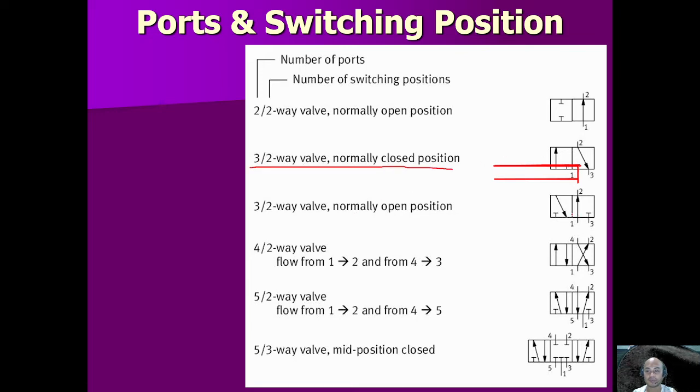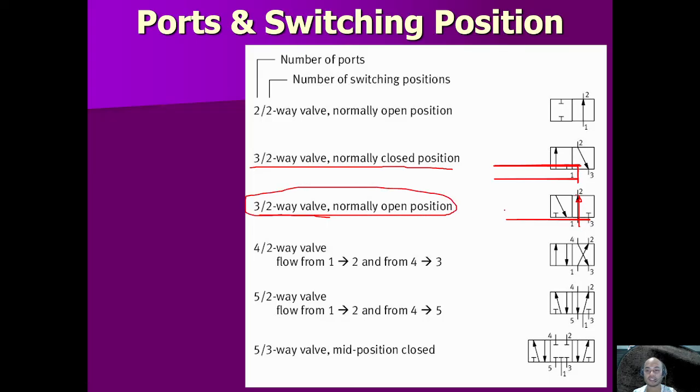Okay, next we have another three: one, two, and three. So this is a three-two-way valve, three ports and two positions, two squares. As you can see, there is flow from one to two. So that is normally open. This is a normally open position.